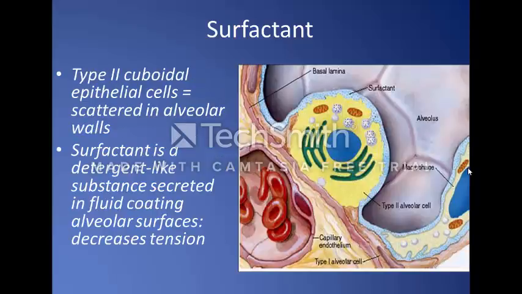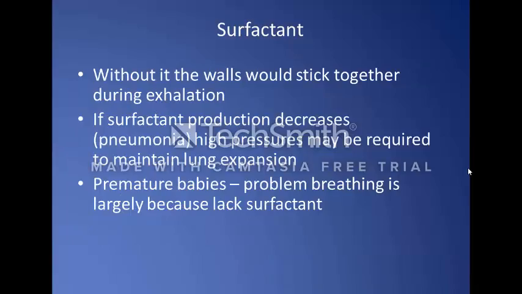As we learned in our previous session, type 2 epithelial cells within the alveoli produce surfactant, and it's a detergent-like substance secreted in fluid-coating alveolar surfaces that decreases the surface tension. Without surfactant, the walls of the alveoli would stick together during exhalation. If surfactant production decreases, for example during pneumonia, high pressures may be required to maintain lung expansion. Premature babies tend to have difficulties breathing, largely because they lack surfactant within their lungs.